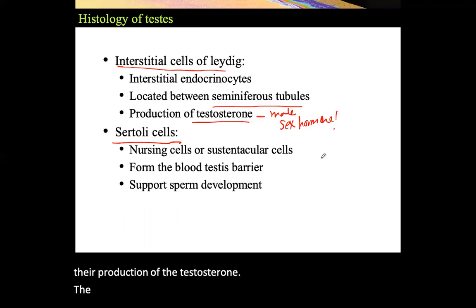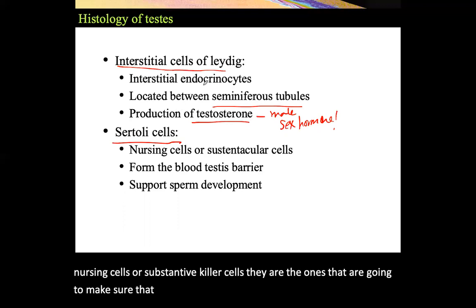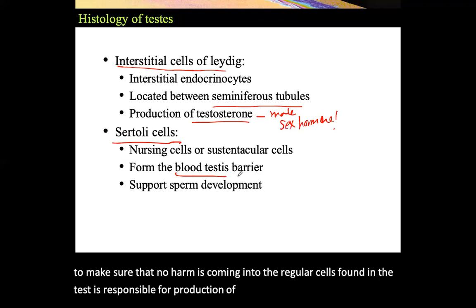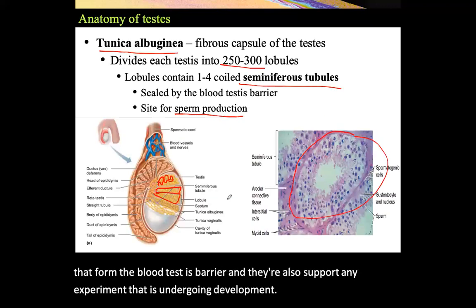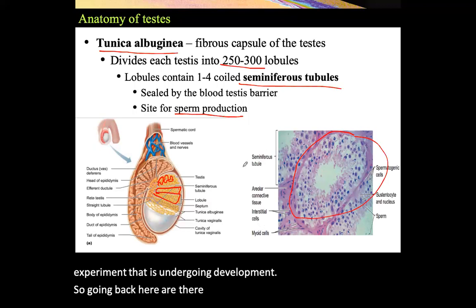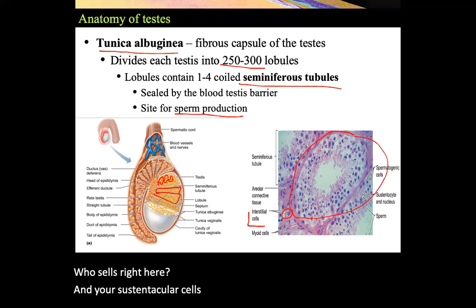The other type of cells that we have are called Sertoli cells. These are nursing cells or sustentacular cells. They are the ones that make sure no harm comes to the regular cells found in the testes responsible for production of the sperm. They form the blood-testis barrier, and they also support any sperm that is undergoing development. So going back, here are your interstitial cells, these cells right here, and your sustentacular cells are these cells right here.